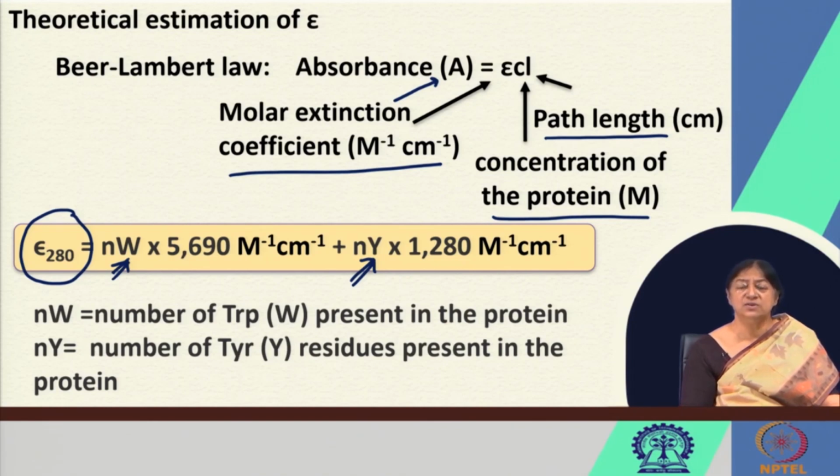W is the 1 letter code for tryptophan, Y is the 1 letter code for tyrosine.